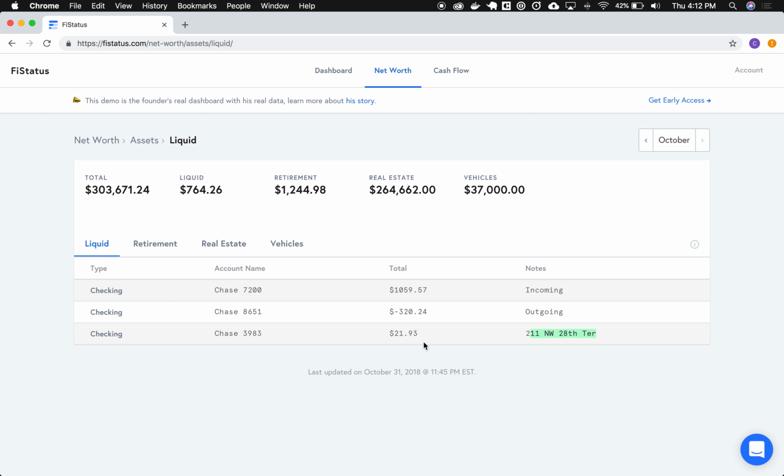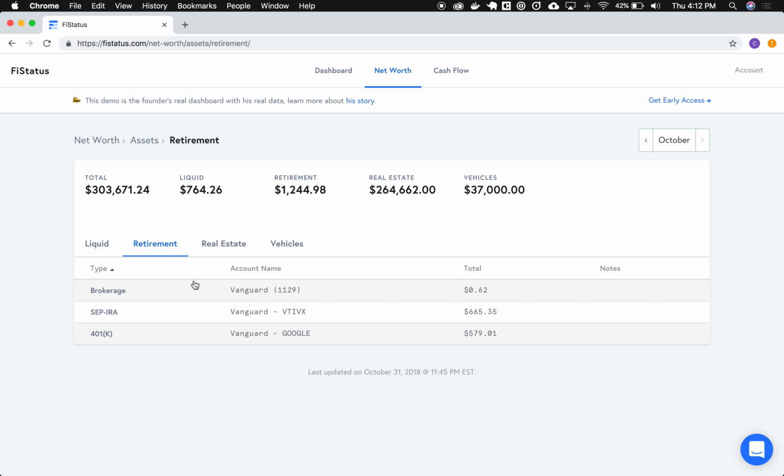I also have a property account that I have $21 in, which is fine. It's a lot lower than I normally do. I like to at least have 1 or 2 months of backup in it, but times have been rough lately. It's fine. So retirement, I have 3 accounts. I have a Vanguard account, a brokerage, SEP IRA, and 401k.